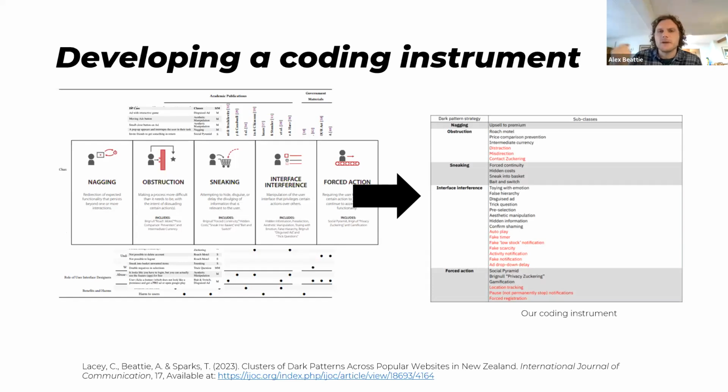That was the first thing we had to do: develop that instrument to be able to spot the dark patterns. Like, if you're a birder and you want to go into the wild and look at birds, you need a list of all the birds, so you know what you're looking for.